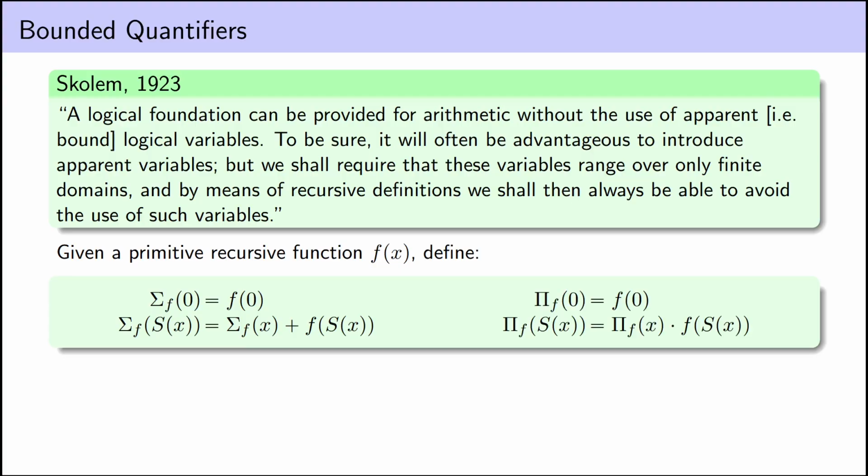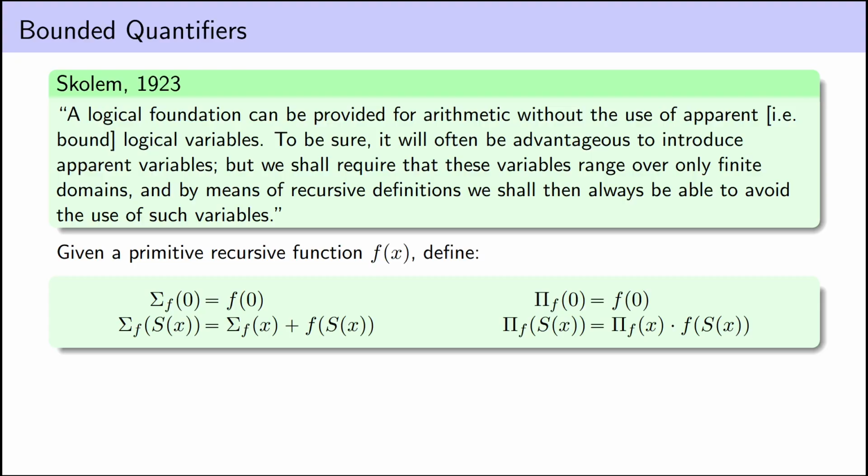And we can define the partial products of a function f using primitive recursion in the same way. The product of the first value is just f of 0, and the product of the first x plus 1 values is just the product of the first x values times the next value, f of x plus 1. And then we just note that multiplication and addition kind of correspond to logical and or respectively.